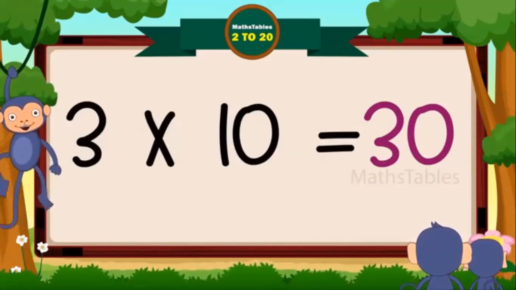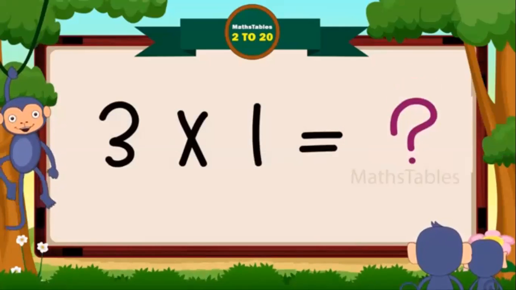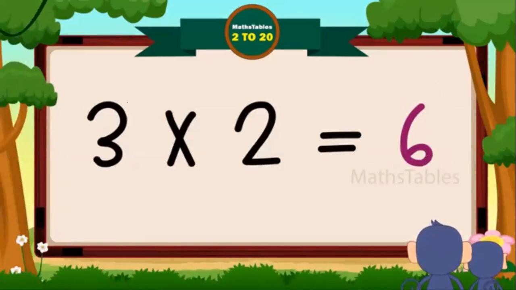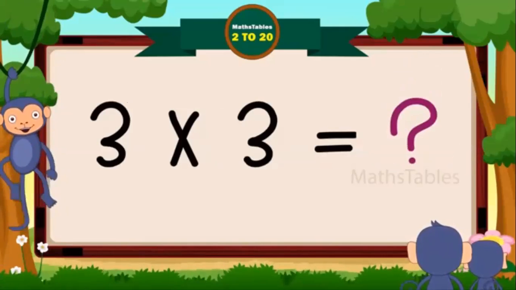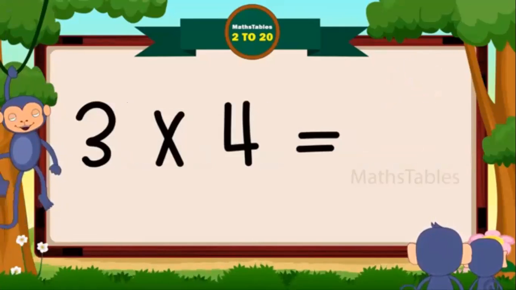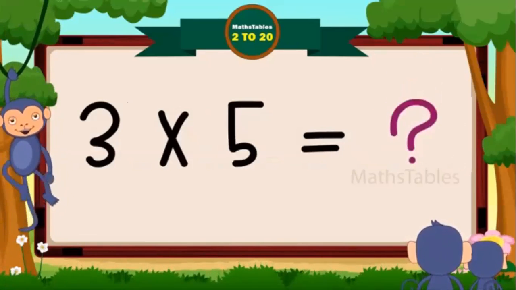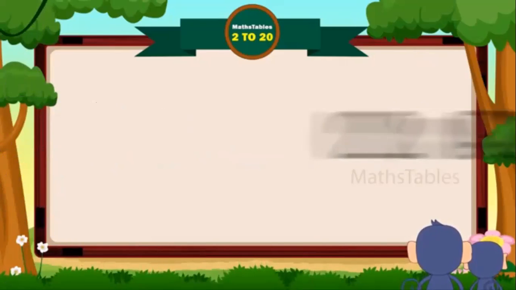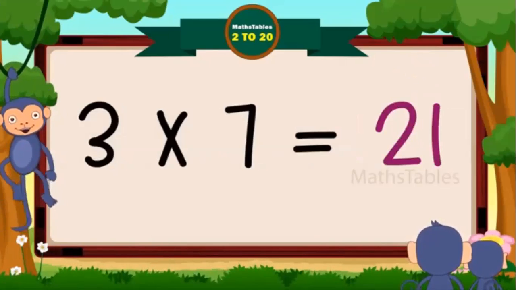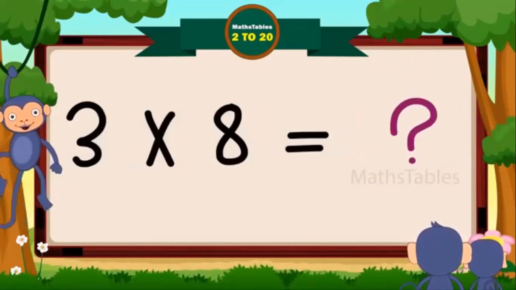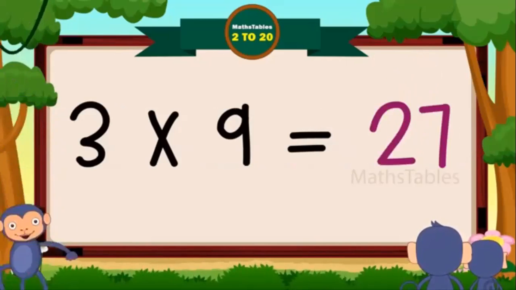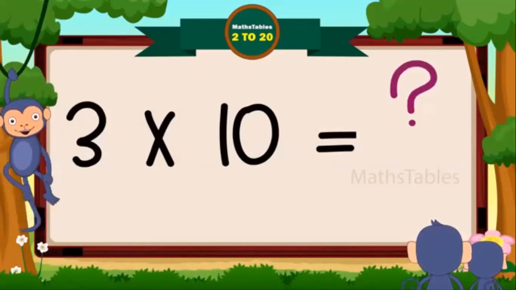30, 3 tens are 30, 3 ones are 3 ones are 3, 3 twos are 3 twos are 6, 3 threes are 3 threes are 9, 3 fours are 3 fours are 12, 3 fives are 3 5s are 15. 3 6 are 3 6 are 18. 3 7s are 21. 3 8s are 24. 3 9s are 27. 3 10s are 30.